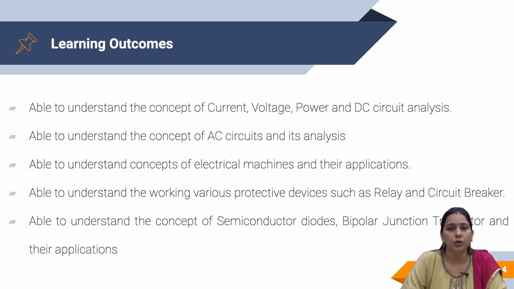Regarding the third module, that is focusing on electrical machines, the outcome is you will be able to understand the concept of electrical motors, generators, transformers and their applications. The outcome of the fourth module, that is protective devices and safety precautions, would be you will be able to understand the various working of protective devices, for example relay and circuit breaker.